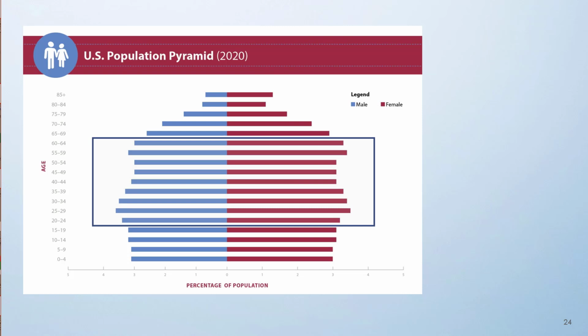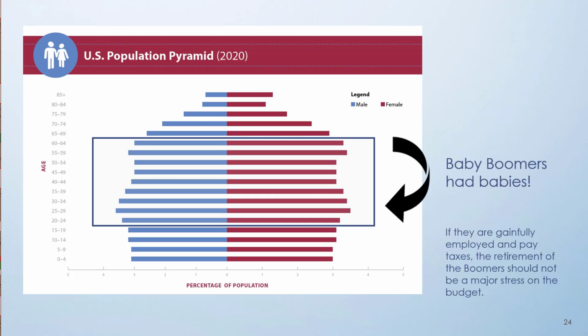And there's a lot of concern about the aging baby boomers putting stress on the system. But the good news is the baby boomers had lots of babies. In fact, the generations after the baby boomers are larger than the baby boomer generation. So long as they remain gainfully employed and pay their taxes, the retirement of the boomers should not be a major stress on the budget.